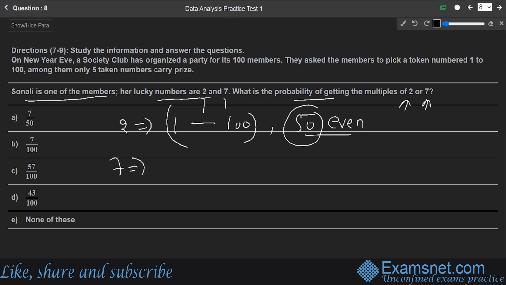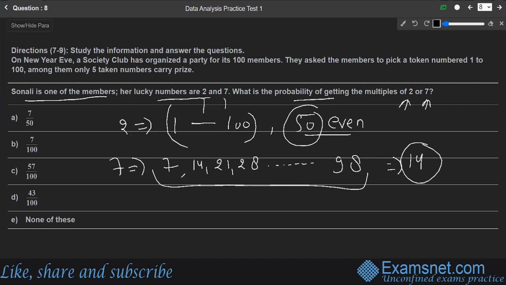So we can simply read the table of 7 and find out the multiples of 7. 7, 14, 21, 28, and we can continue in the same fashion. And the last number that will come out to be is 98. So if we count these numbers, we can simply do 98 divided by 7. That is nothing but 14 such numbers which are multiples of 7. Okay. Now, the multiples of 2 are 50 numbers and multiples of 7 are 14 numbers.